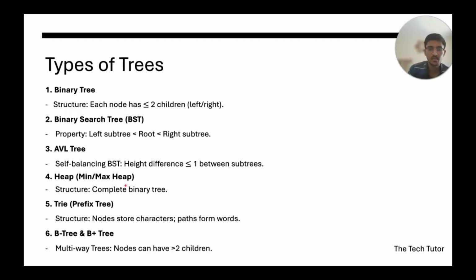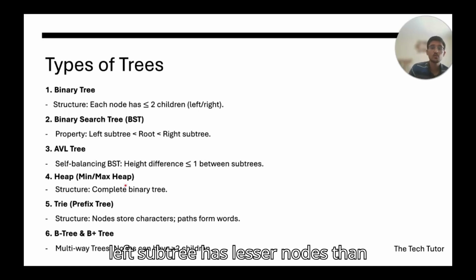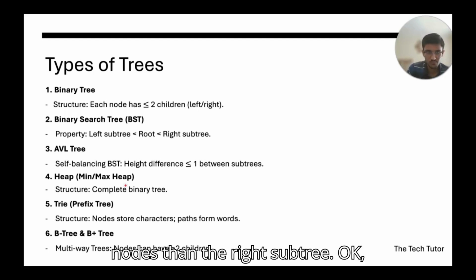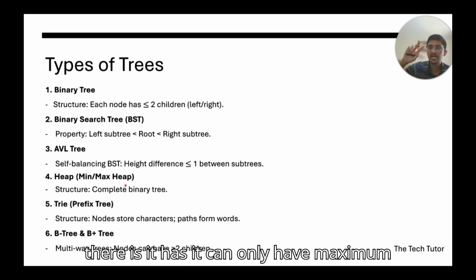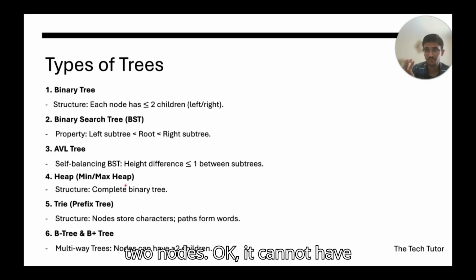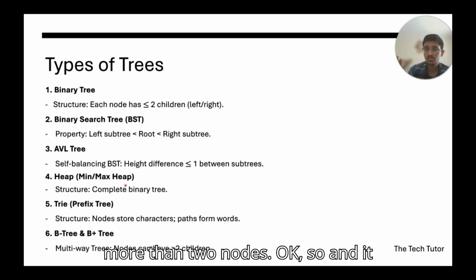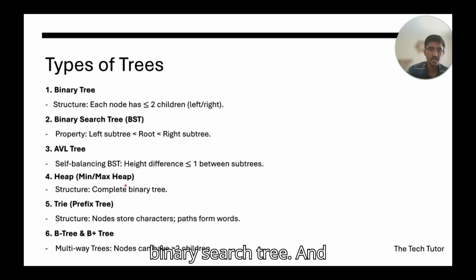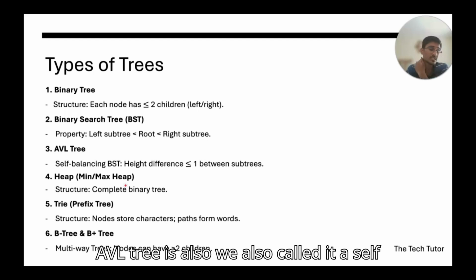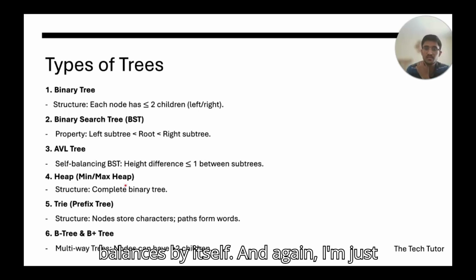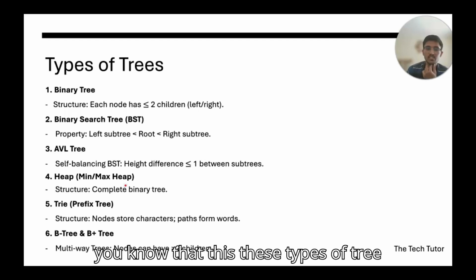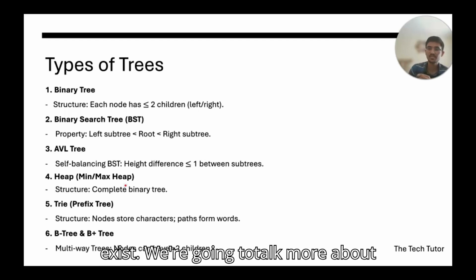A binary search tree is where the left subtree has lesser nodes than the root, and the root has lesser nodes than the right subtree. Basically, it can only have a maximum of 2 nodes. It cannot have more than 2 nodes. That's called the binary search tree. An AVL tree, we also call a self-balancing binary search tree, so it balances by itself. I'm just trying to let you know that these types of trees exist. We're going to talk more about these in the further slides.